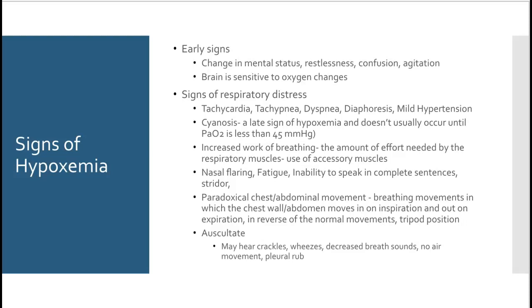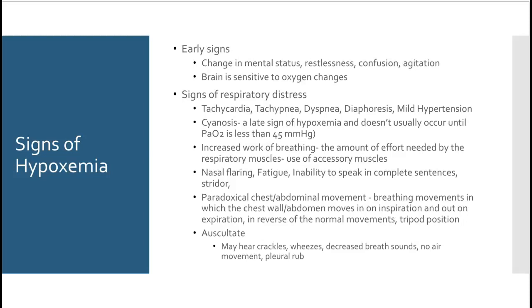Now, signs of respiratory distress. As a nurse, it is imperative that you can identify signs of respiratory distress. So the patients may have tachycardia, and that's because the heart is identifying that there's not enough oxygen, so it's trying to beat faster to get more oxygen there. Or tachypnea, or increased respiratory rate. Dyspnea, so that shortness of breath. Diaphoresis, which is that sweating. There can be mild hypertension, again, because the heart is working a little harder.